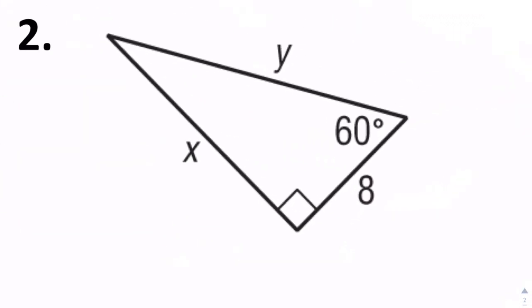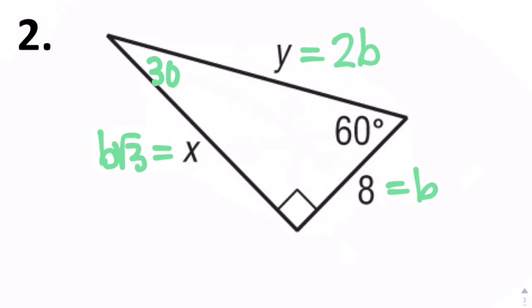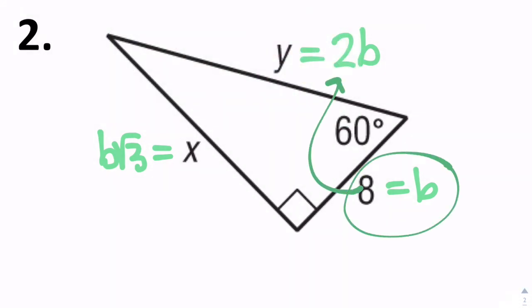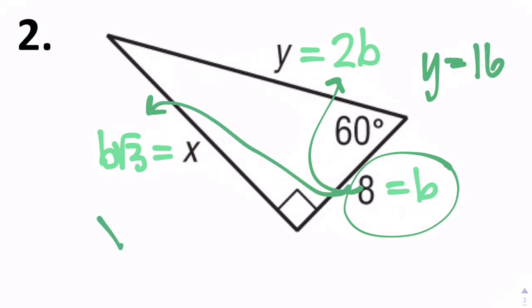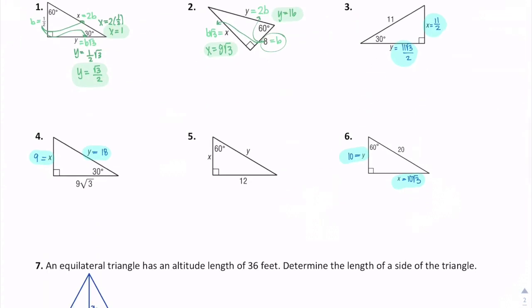Let's do number 2. So right across from the 60 is B root 3. This has to be 30 degrees, so across from the 30 is B, and across from 90 is 2B. So, if I have that this is B right here, I'm going to plug that in. Y is equal to 16. And plug that in here. X must be equal to 8 root 3. And there you go. Let's skip to number 5.